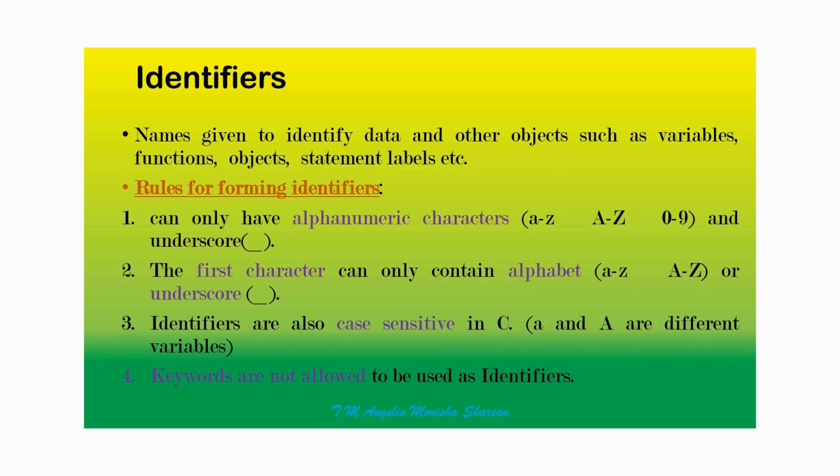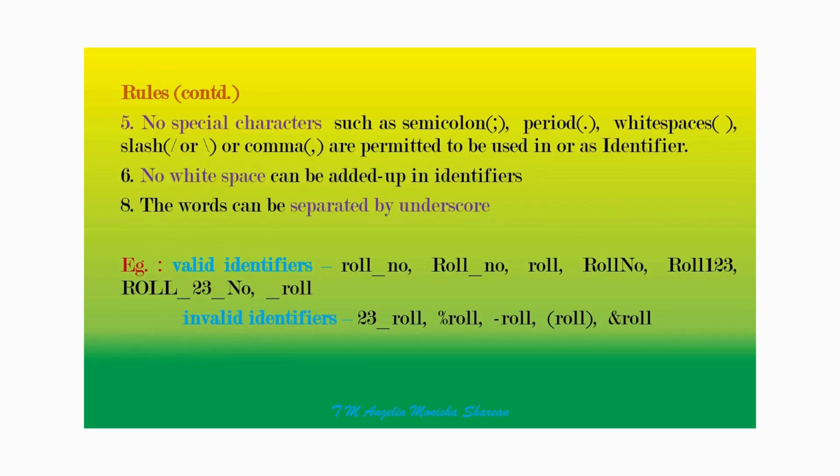Identifiers are also case sensitive. That is, an identifier with small a is different from an identifier with capital A. And the keywords which we saw in the previous slides cannot be used as an identifier. No special characters such as semicolon, full stop, white space, slash, or comma are permitted to be used as an identifier. And also, no white spaces can be added in between the identifier. In case you want to separate the words, you can use the underscore.